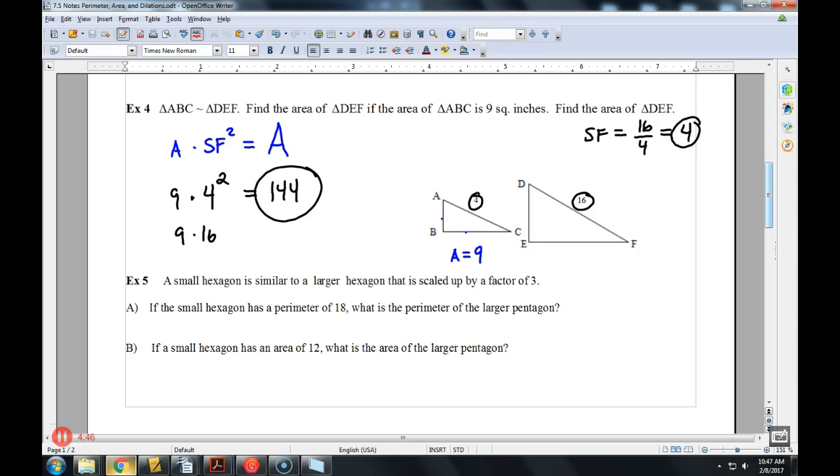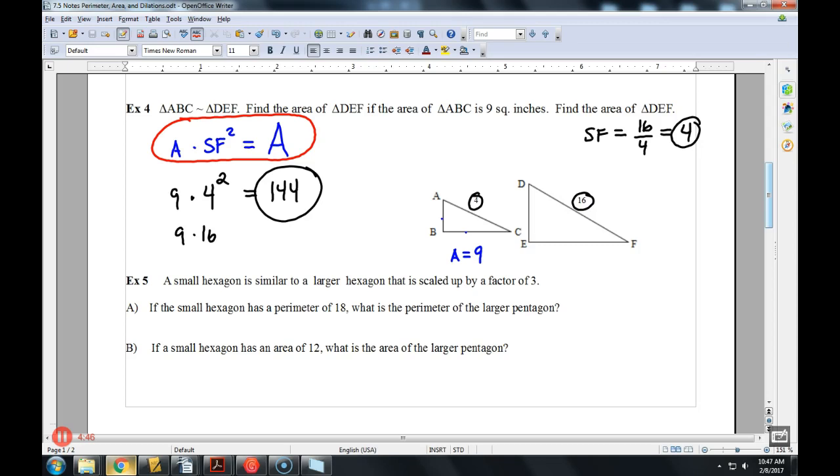and use the small area without knowing any of the bases or the heights, just because I understand this relationship right here. So you don't need individual dimensions. As long as you know one of the two areas and the scale factor, you're good too.